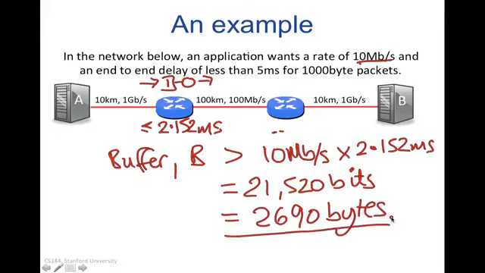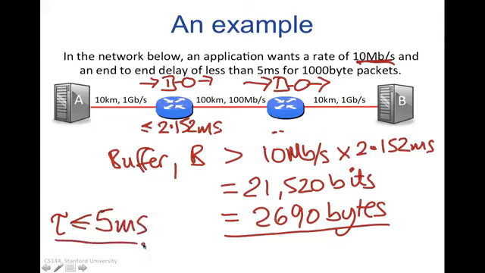So basically what this tells me is using weighted fair queuing, I will serve each of these queues at a rate of 10 megabits per second. I know I need to do that in order for the system to meet this 10 megabit per second requirement. And I will assign a buffer at each of those routers to be at least 2,690 bytes at each of those along the path. Then, if I add up all of the delays, my overall end-to-end delay will be less than or equal to 5 milliseconds, which is what I was trying to achieve.